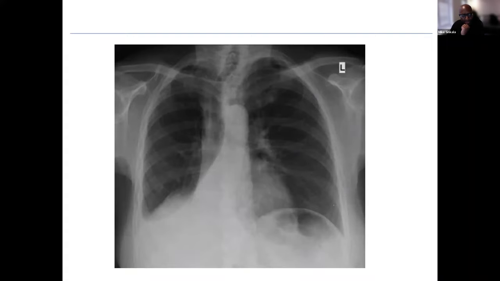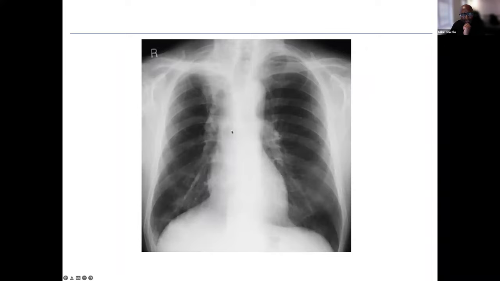Notice here that there is actually a triangular density involving the right lower lung zone here. We have lost the right hemidiaphragm in this case, because of this density around the right lung. So this triangular density, like we spoke last time, is showing that we do have a right lower lobe collapse. Notice also that we have lost the contours of the right hilum here, because it has been pulled because of the collapsed right lower zone, right lower lung.